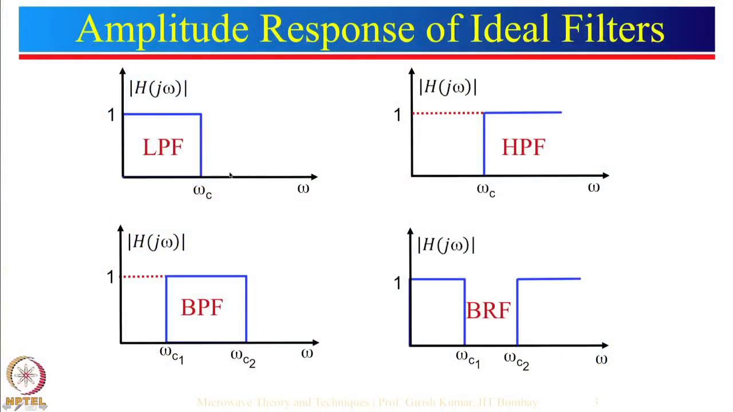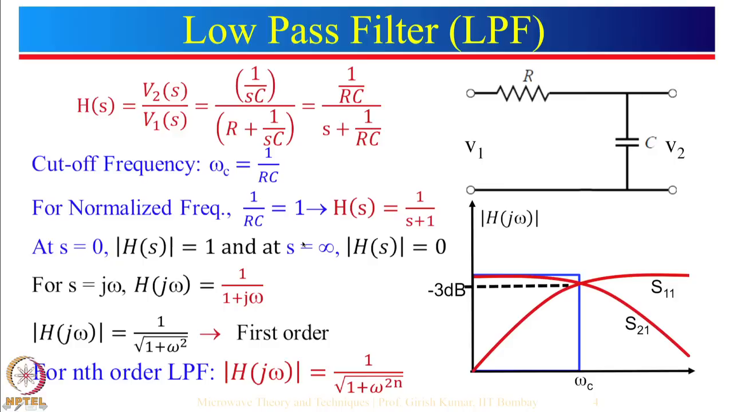Here is the response of ideal low pass filter which passes all the frequencies up to omega c and blocks all the other frequency. A high pass filter passes all the upper frequencies beyond omega c. A band pass filter passes all the frequencies between omega c1 and omega c2, and a band reject filter or band stop filter blocks all the frequencies between omega c1 and omega c2.